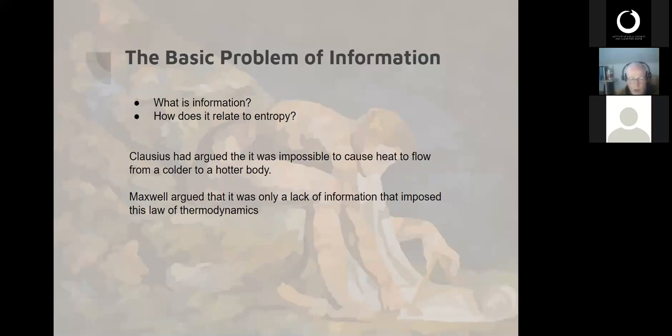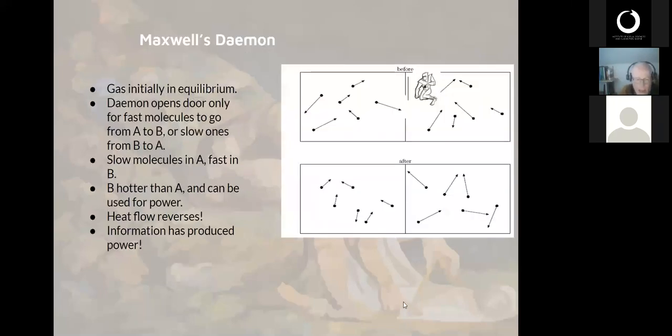Heat flows from a colder to a hotter body. But Maxwell argued that it was only lack of information. This is his famous Maxwell's demon problem. He says, suppose you have a gas initially in equilibrium, divided by a partition. You have a demon who opens the door only to let fast molecules move from A to B and slow molecules to move from B to A.